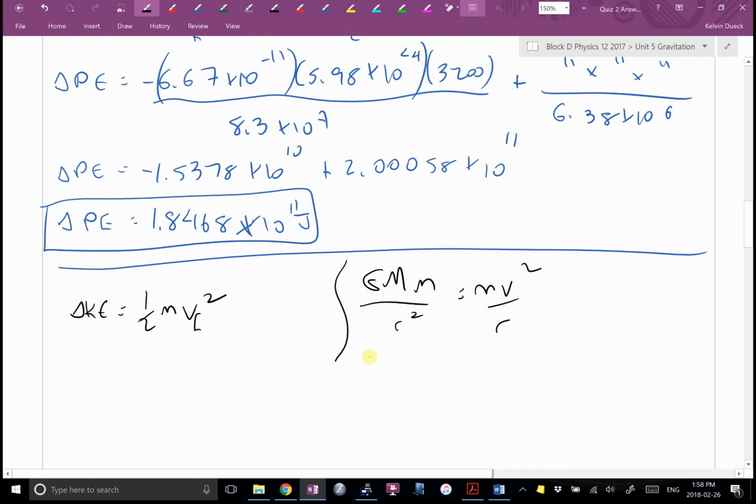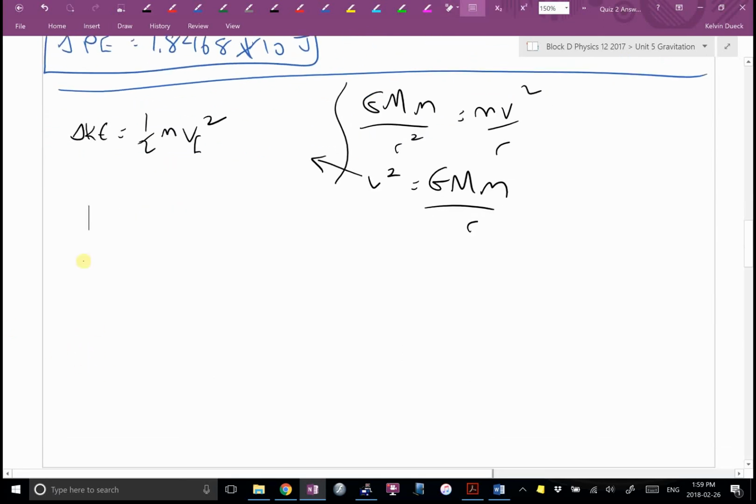You know what? I'm going to be really lazy. I'm going to get the v squared by itself, because that lets me replace the v squared with that instead of square rooting and then squaring on my next line anyhow. So I can say the change in kinetic energy. I'm going to need more room, Mr. Duke. The change in kinetic energy is going to be a half.